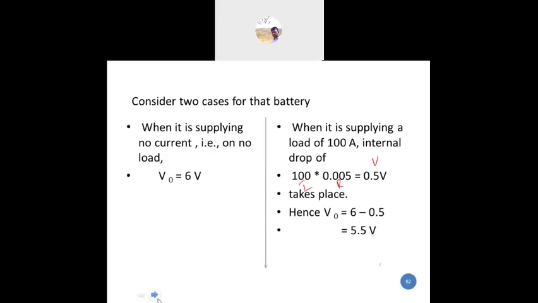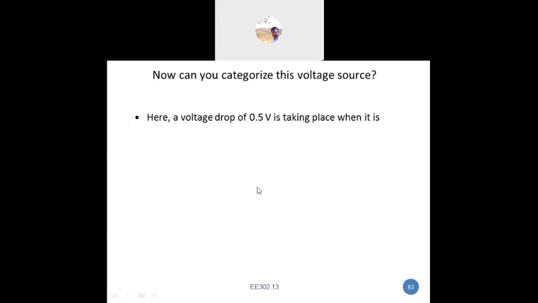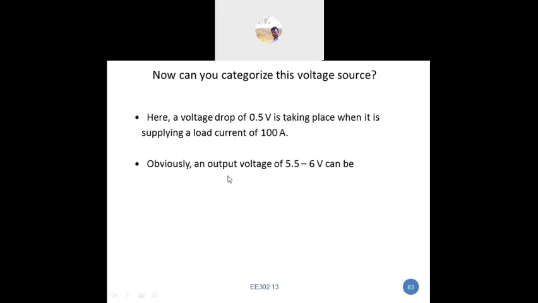So these are the two cases. When categorized, the drop of 0.5 volts takes place when it is connected to the load, so we get only 5.5 volts. 0.5 volts is dropping. So the output varies to 5.5 volts; it is not giving the full 6 volts.